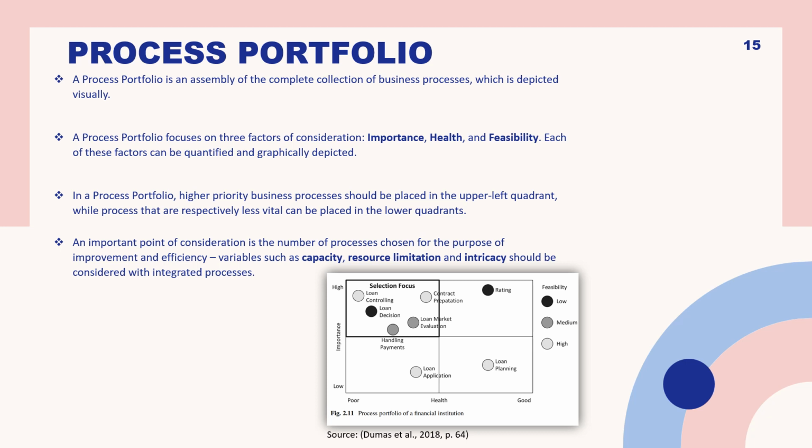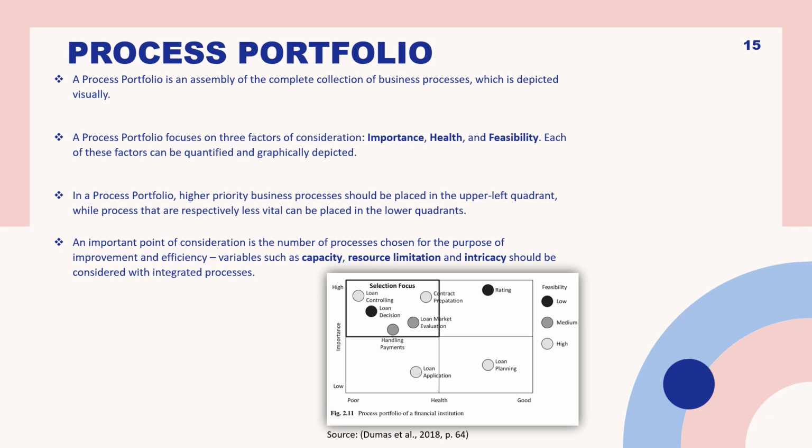In a process portfolio, higher priority business processes should be placed in the upper left quadrant, while processes that are respectively less vital to an organization can be placed in lower quadrants. This is depicted in the diagram at the bottom of the slide.